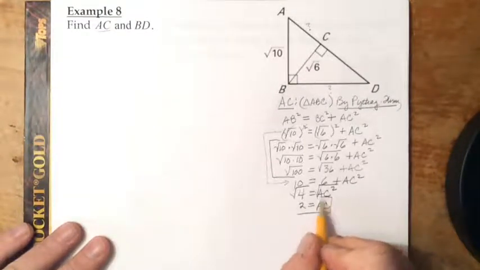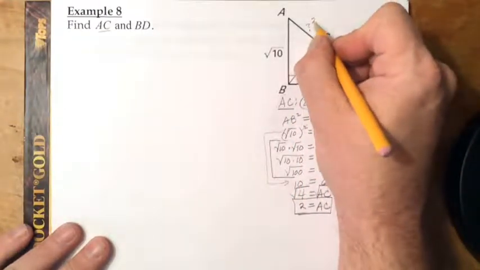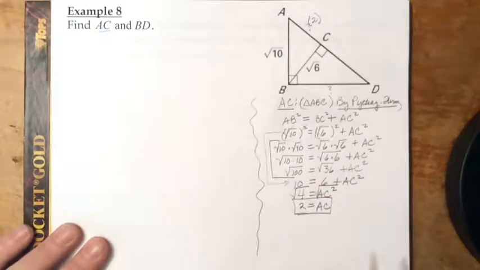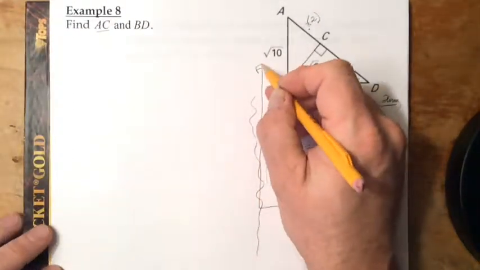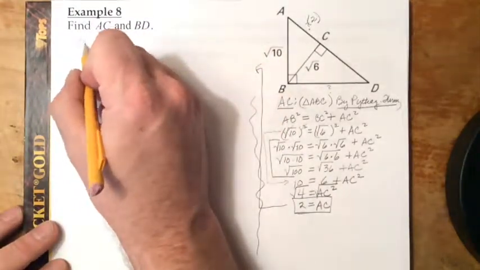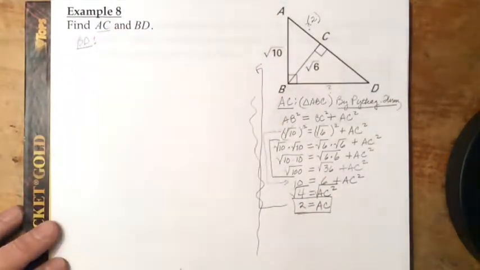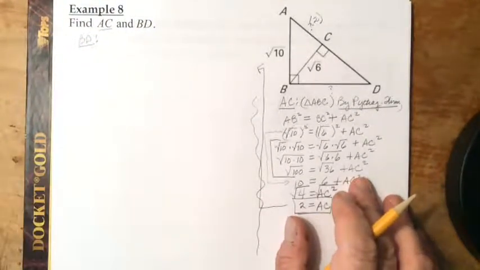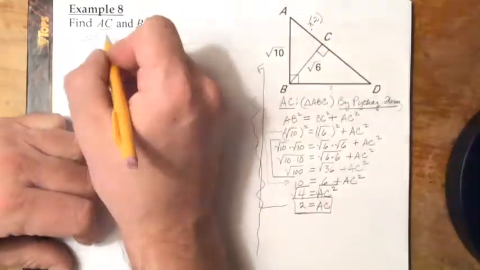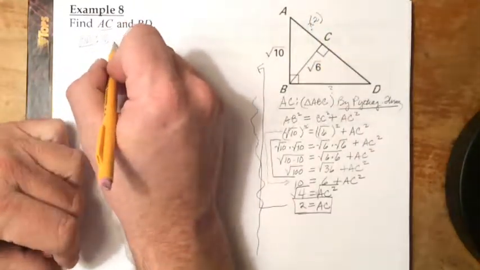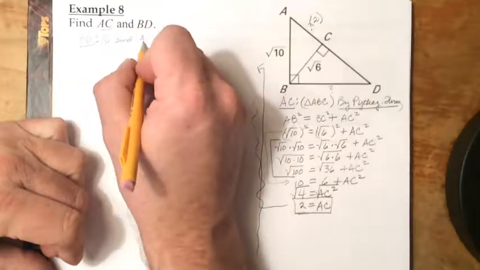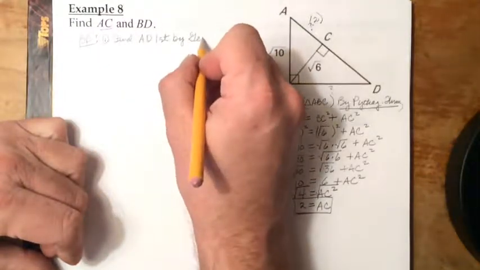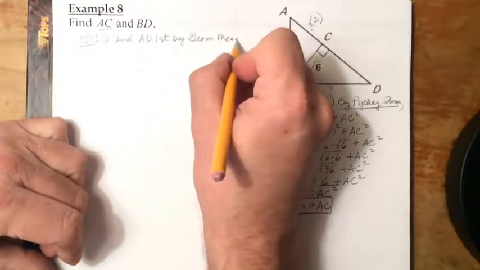So we found AC. So I'm going to put 2 over here. I'm going to put it in parentheses showing that we found it later on. Now I'm going to come up here and we're going to start looking for BD. Now BD, we need to do one thing first before we actually find it. First of all, we need to find AD. We'll write number 1. Find AD first by the geometric mean leg theorem.